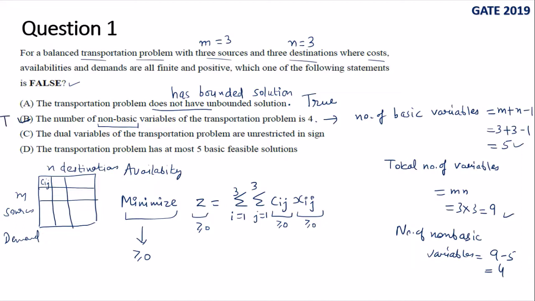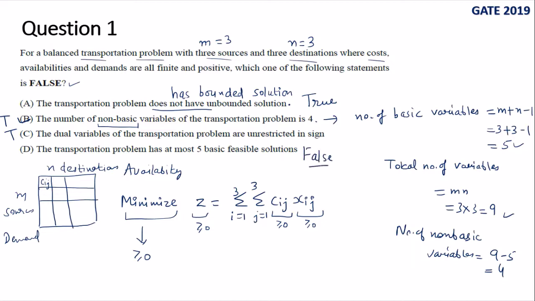Let's look at C part. Dual variables of transportation problem are unrestricted in sign. This is by default true because this is one of the standard results. So obviously if you are attempting the exam of GATE or UGC CSIR, you should be clear with the standard theoretical results. This comes from the theoretical result that whenever you write the dual of a transportation problem, the dual variables are always unrestricted in sign. So this is also true. So no need to even look at the D part, no need to even do the calculations for D part, because we had to choose the false statement. If we are very sure that A, B, C are true, then D is definitely false.